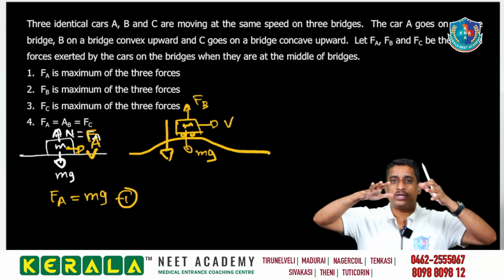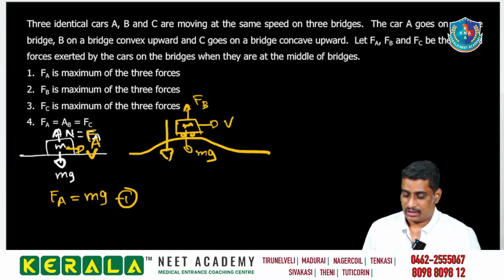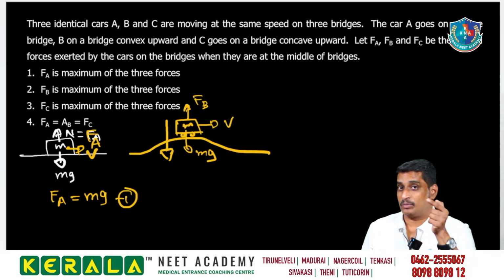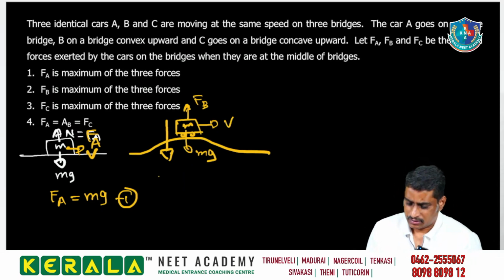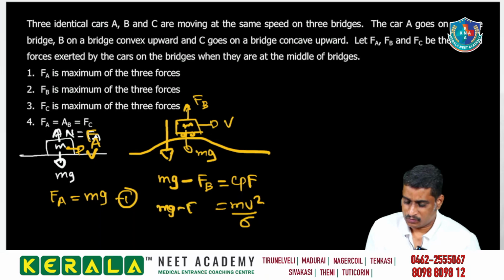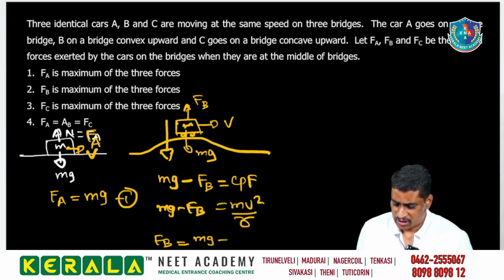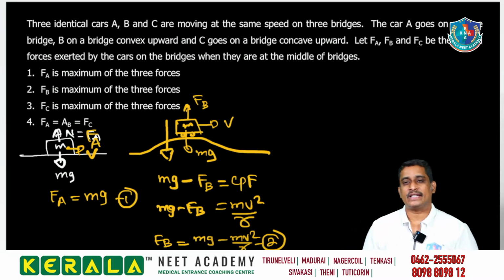So for that car to come into the circular path in this example, that car should be acted by net force towards the center. That net force will provide necessary centripetal force to the car to move along the circular path. So here it will be mg minus FB will provide centripetal force, nothing but mv square by r. mg minus FB will be equal to mv square by r. Therefore FB, the force exerted by bridge over the car in the second case, will be equal to mg minus mv square by r. This is the second case.